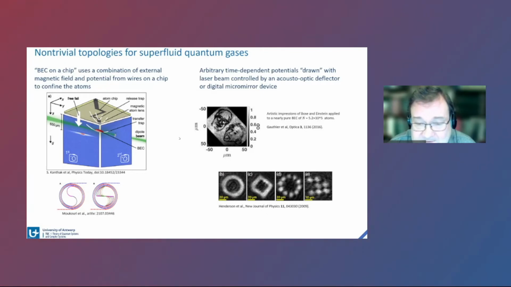there are lots of different ways to manipulate these condensates, both playing with the confinement as well as playing with the type of superfluidity that you have by adapting the parameters. So let me now go to the second part of the lecture, where I talk a bit about polarons.